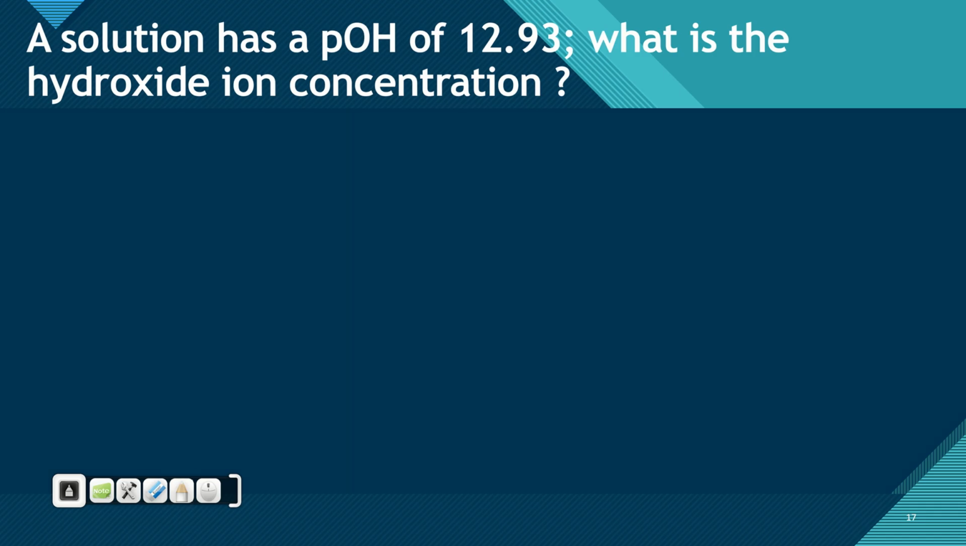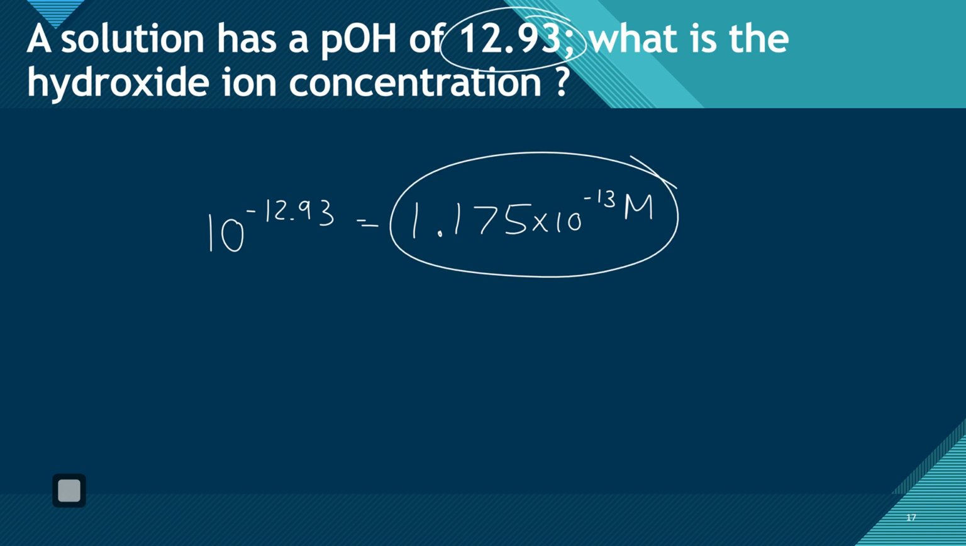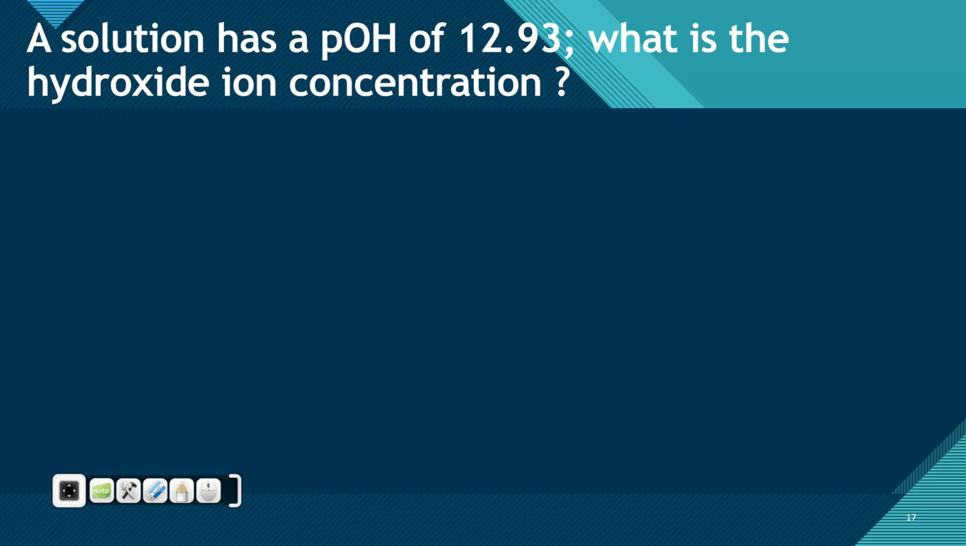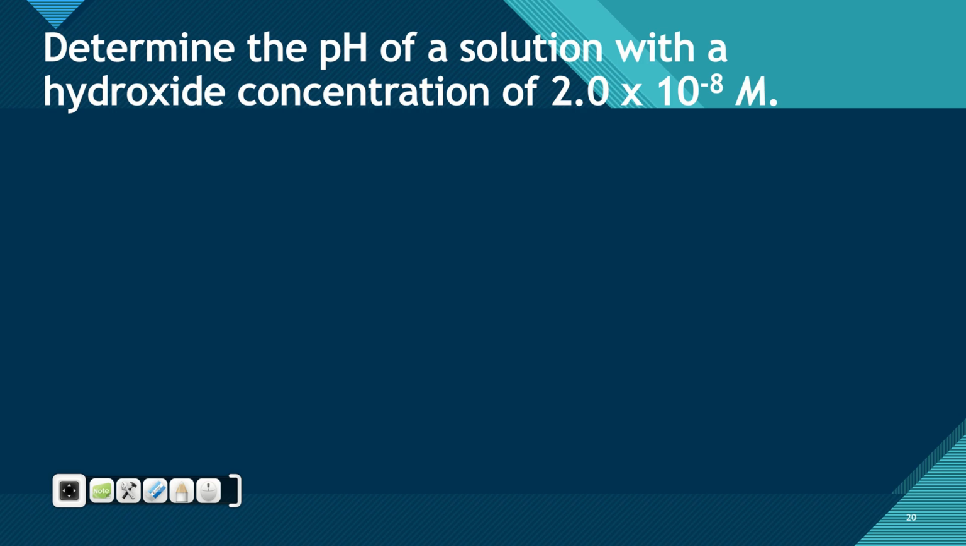So the last one with this, it would be 10 to the negative 12.93. That is 1.175 times 10 to the negative 13th molar. The pOH is greater than 7, which means this is an acid. Okay, there's not a lot of hydroxide, there's going to be more acid in it. Okay, skipping that one. All right, so what we're getting to now, it says calculate pH from OH minus.